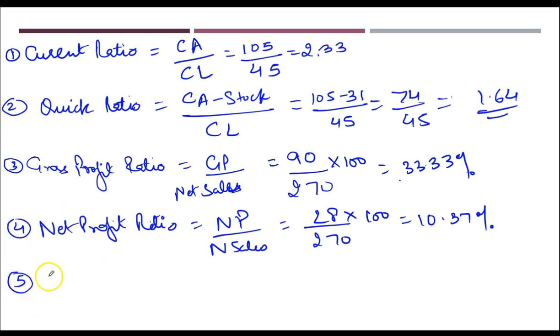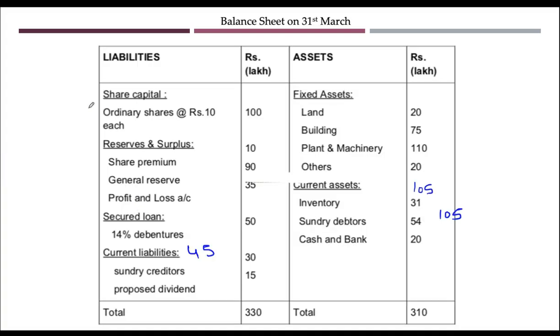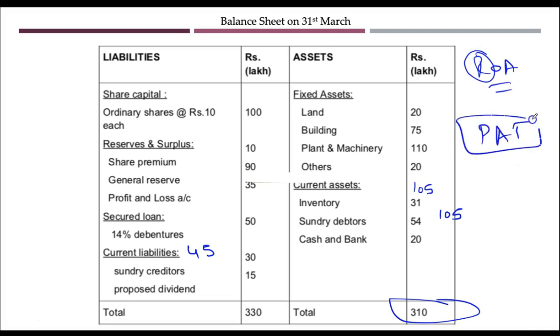Next we have return on assets. Now, how many assets do we have in the question? Assets would be your total assets, so 310, this is right here. Okay, and return on total assets, right? So what do you calculate in return? That is PAT, profit after tax, right?